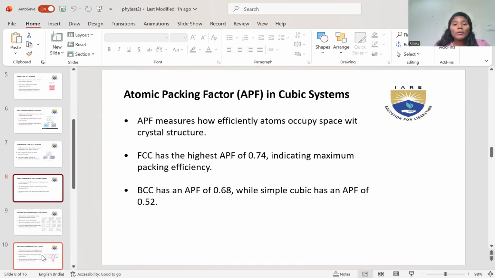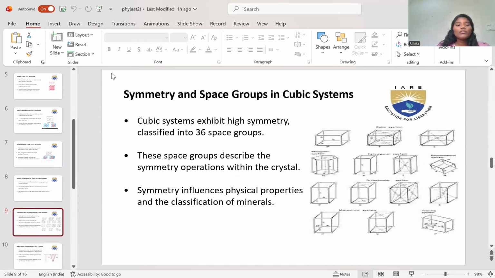Atomic packing factor in cubic systems. APF, the atomic packing factor, measures how efficiently atoms occupy space in crystal structures. FCC has the highest atomic packing factor, 0.74, indicating maximum packing efficiency. BCC has an APF of 0.68, while simple cubic has an atomic packing factor of 0.52.